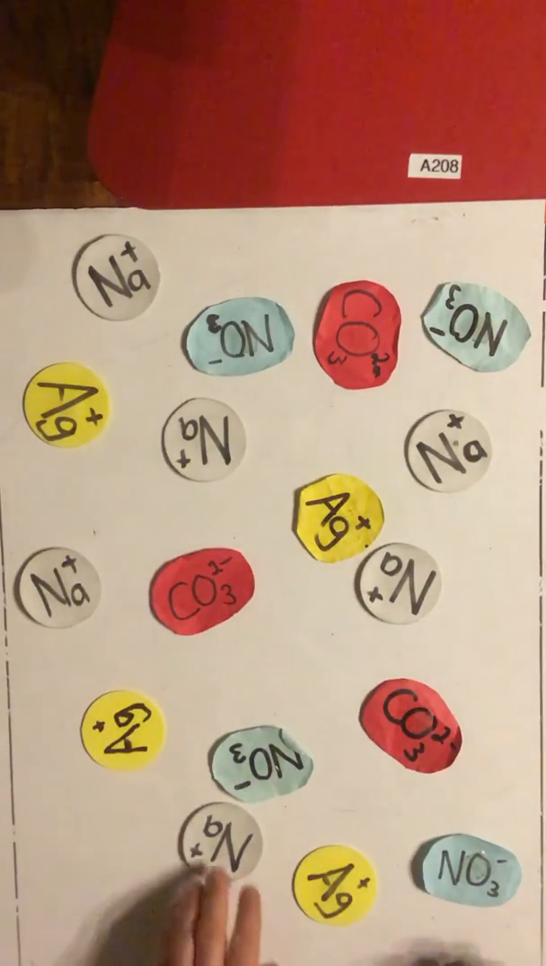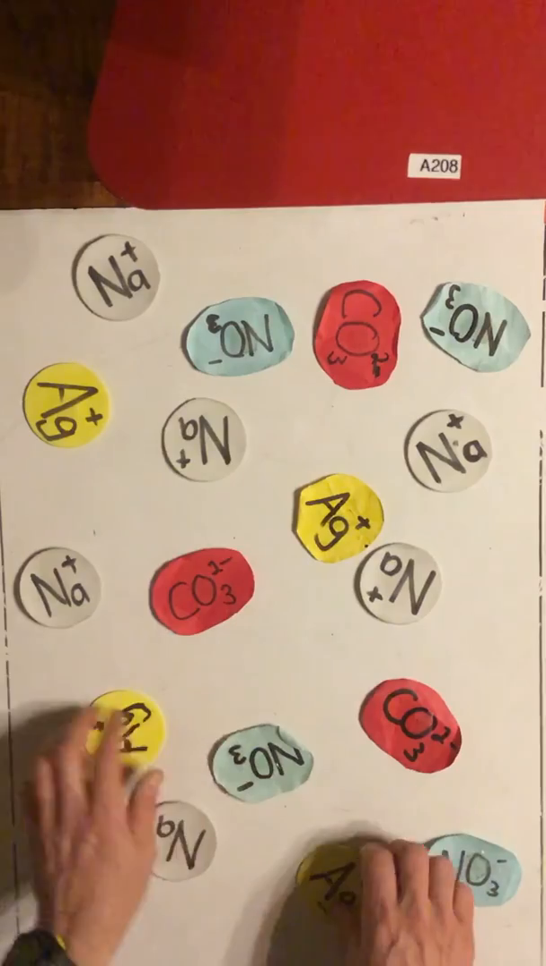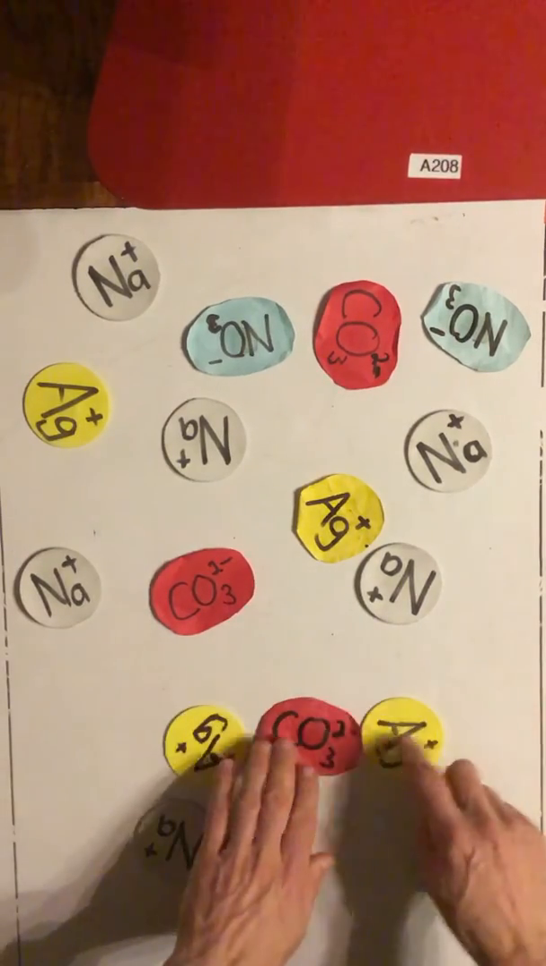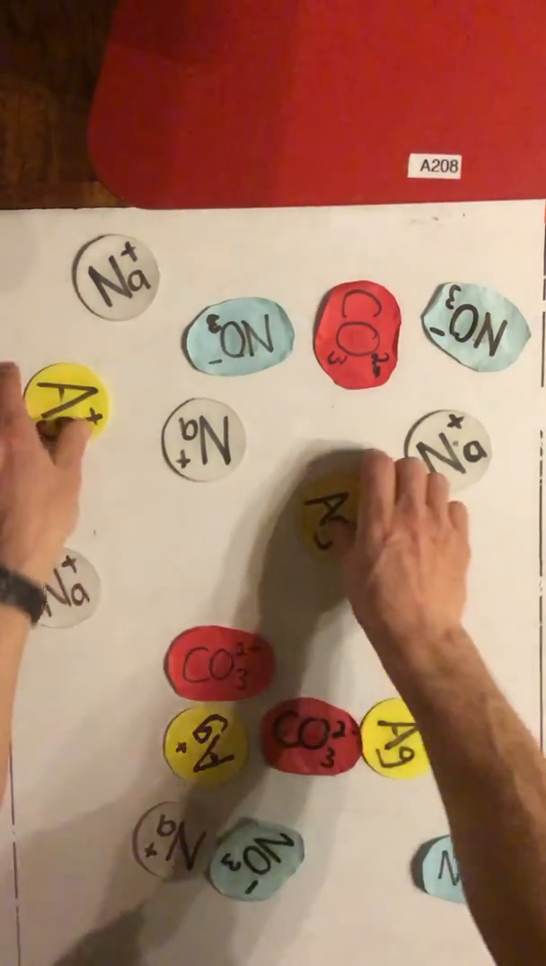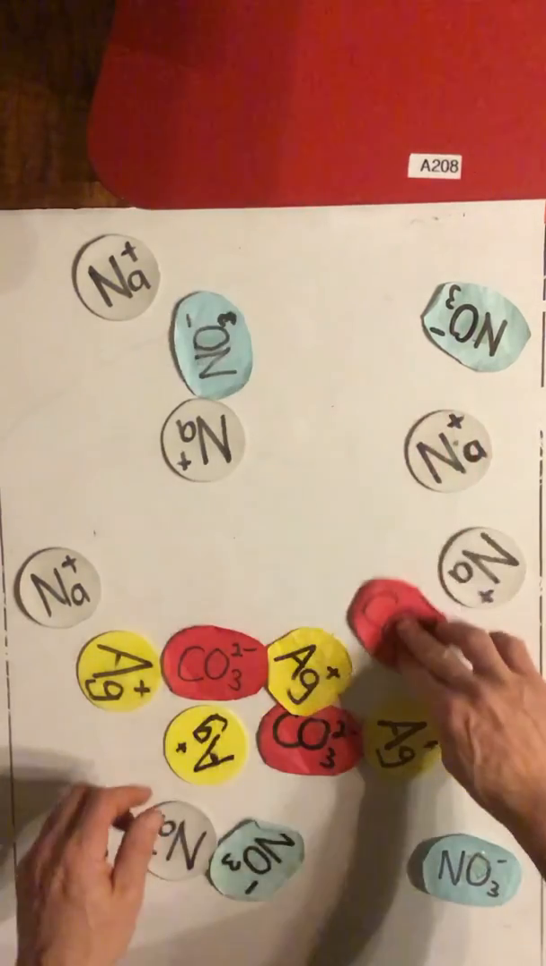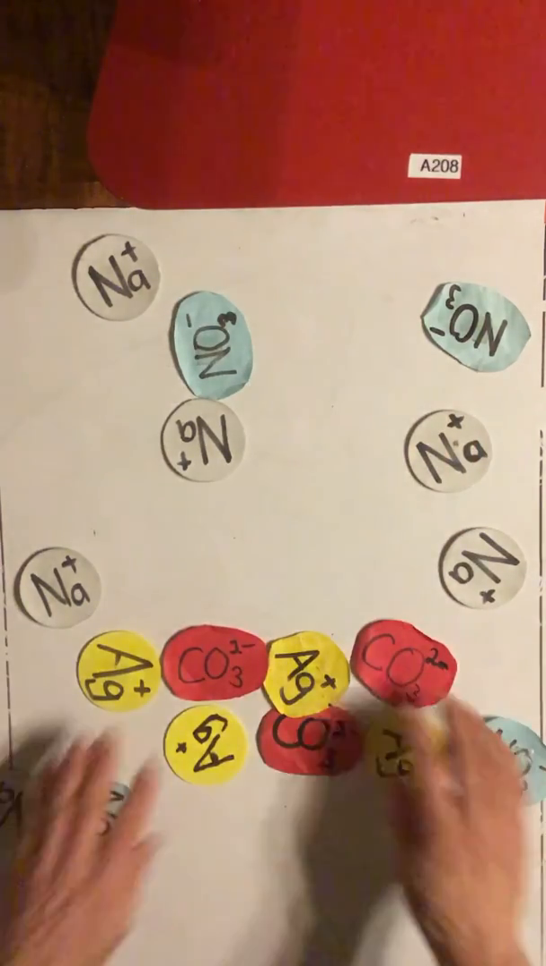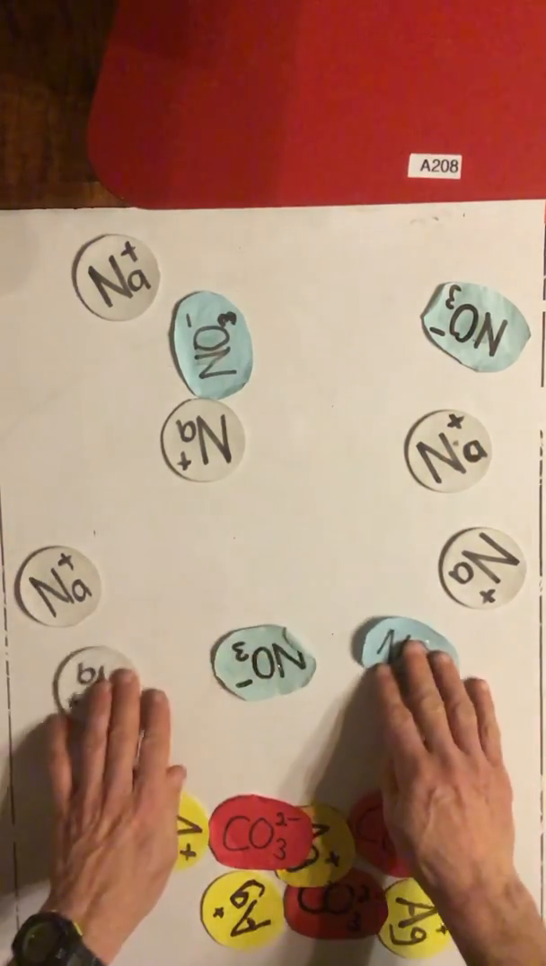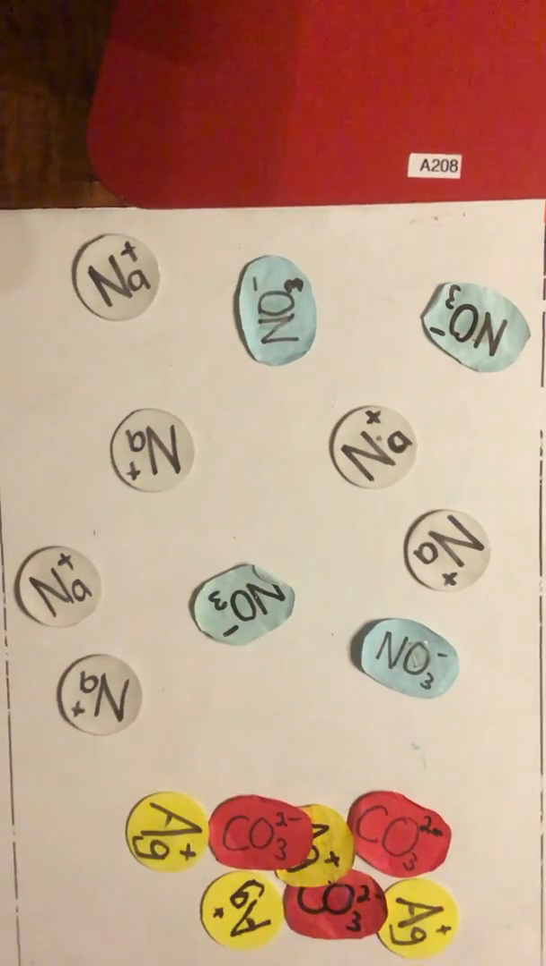Now we would start to form a precipitate of silver carbonate, and you need 2 silvers for each carbonate. So you'd start to form a lattice, something like this. I'm out of silvers now, but that would fall to the bottom as your precipitate. Again, sodium and nitrate would just be your spectators. So that would also work, and there are lots of other ions that would precipitate with carbonate.